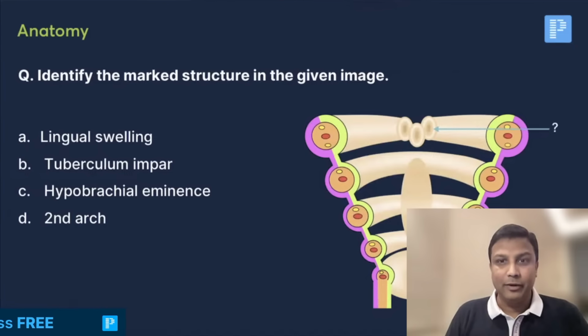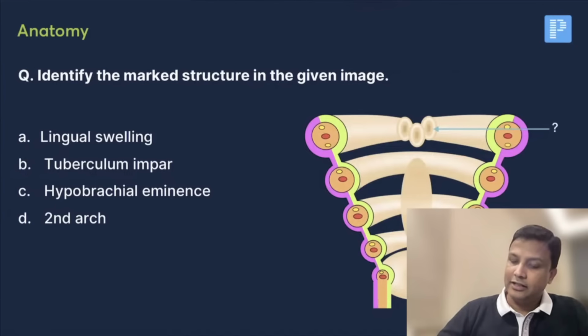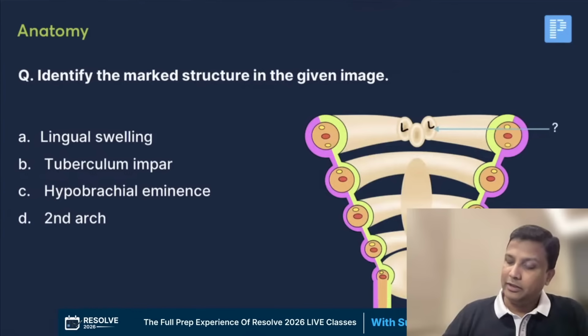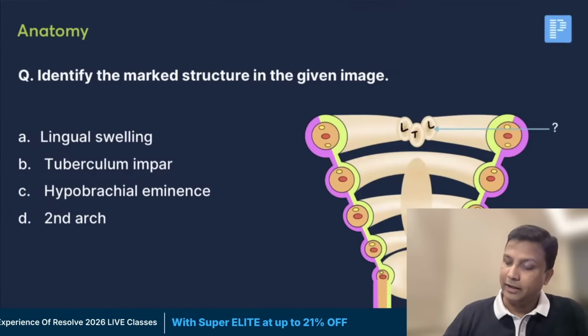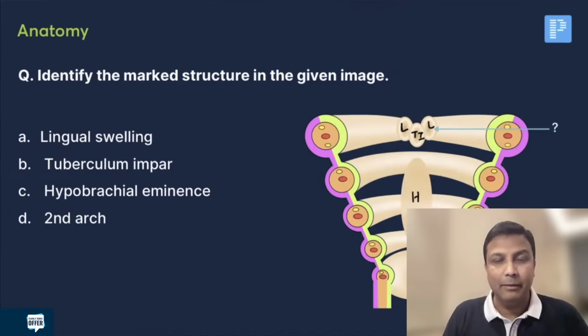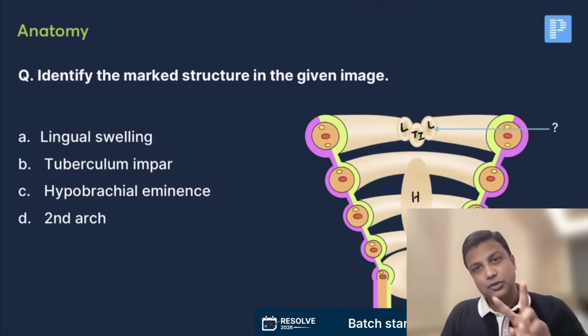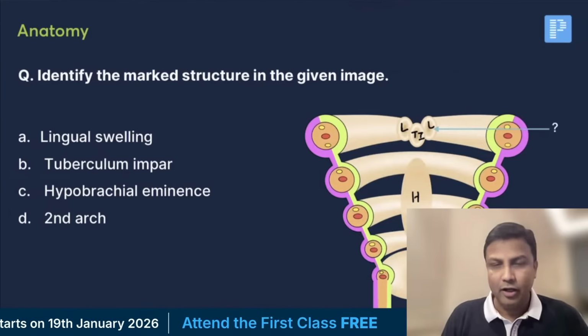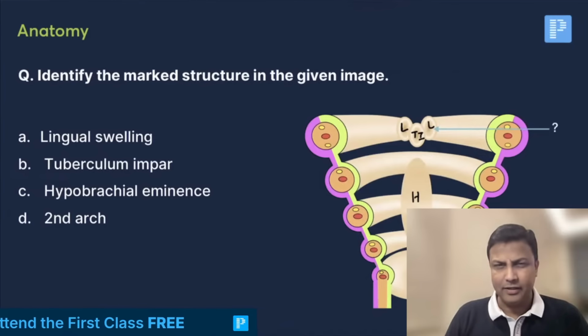We are learning about development of the tongue. And in the development of the tongue, this one here will be the lingual swellings, which are formed here in the first arch, lingual swellings over there. In between them, this swelling here will be the tuberculum impar. And this one here will be the hypobranchial eminence. So there will be two lingual swellings. In the middle, you'll be able to appreciate the tuberculum impar. And then comes the hypobranchial eminence.